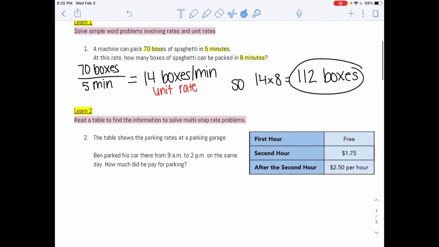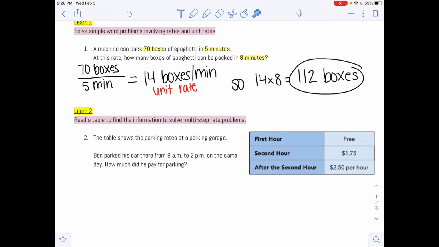Moving on to Learn 2, we're now going to be taking a look at some tables filled with information to be able to solve some multi-step rate problems. So in problem number 2, the table shows the parking rates at a parking garage. We can see over here that the first hour is free, the second hour is $1.75, and then any hours after the second hour is going to cost $2.50 per hour. So Ben parked his car there from 9 a.m. to 2 p.m. on the same day. Our job is to find how much he paid for parking.